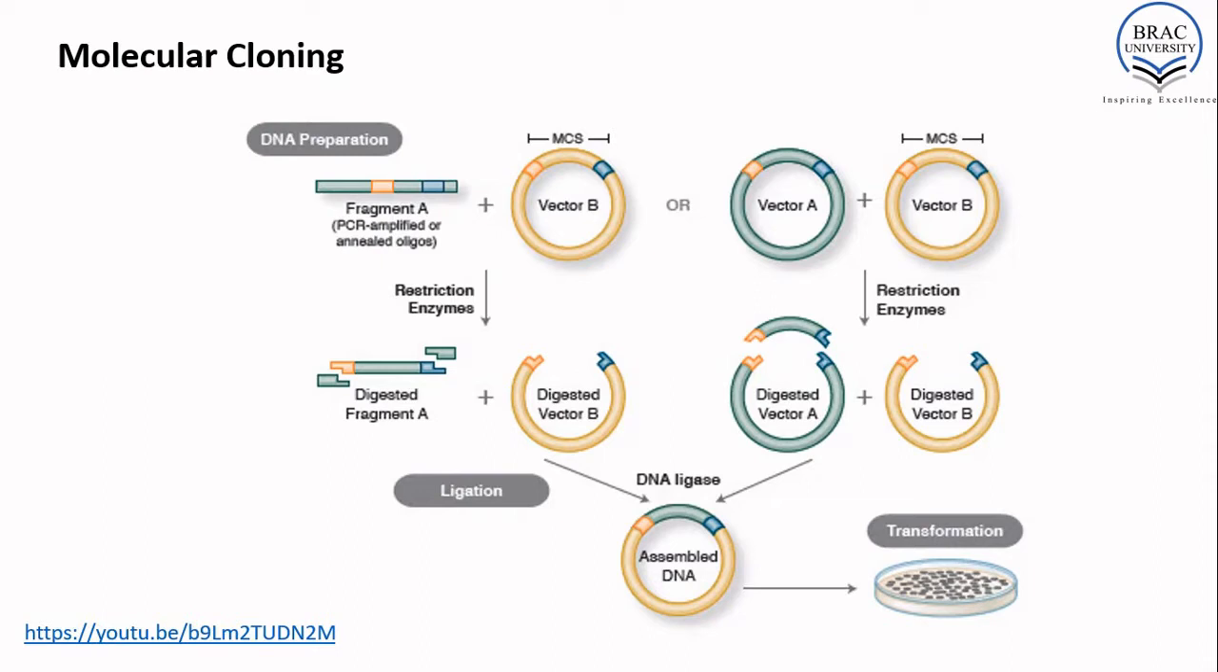So this is a general diagram of molecular cloning, where the DNA fragment and vector are treated with a specific restriction enzyme and then ligated. The ligated vector is then transformed into a suitable host organism. Colonies growing on the plate are selected with respect to the marker present, generally an antibiotic resistance.